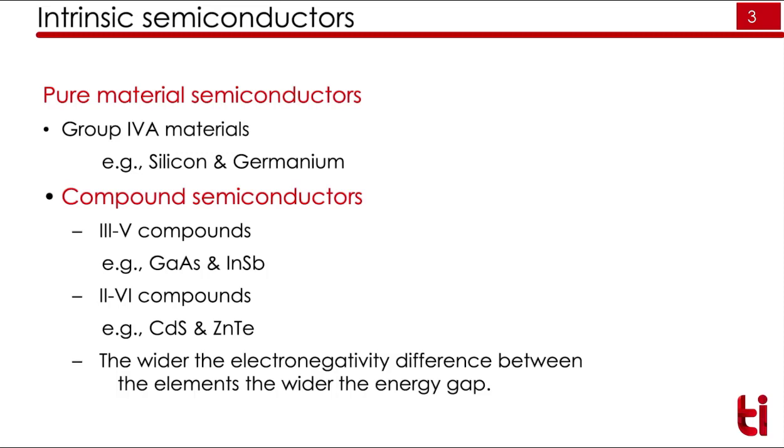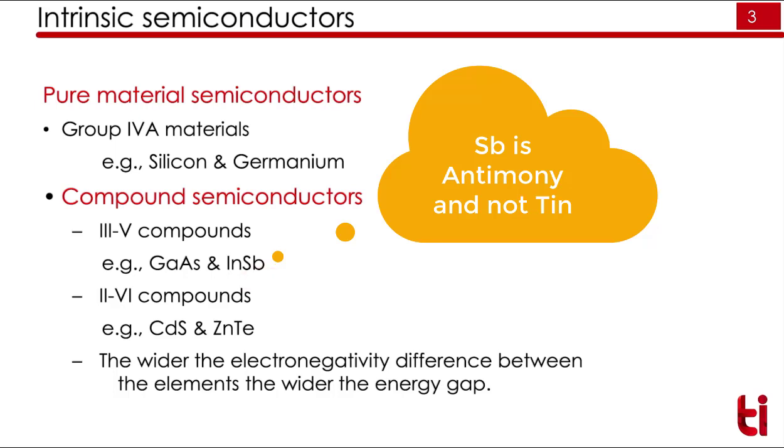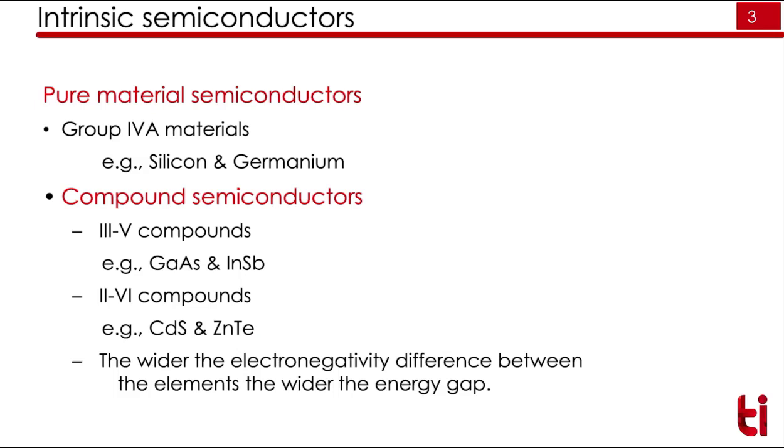Intrinsic semiconductors are those having pure elemental species, without any impurity or without any doping. Pure material semiconductors are silicon and germanium. If we use compounds of these, we have gallium arsenide, indium tin, cadmium sulfide, zinc telluride. The wider the electronegativity difference between these two, the wider the energy gap.